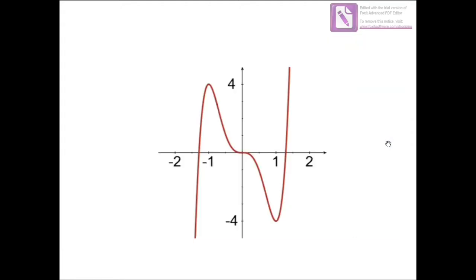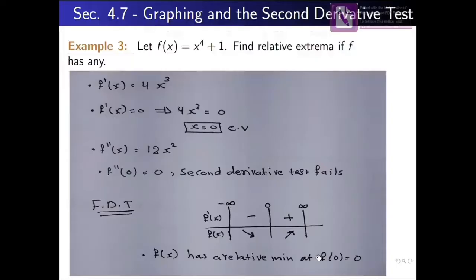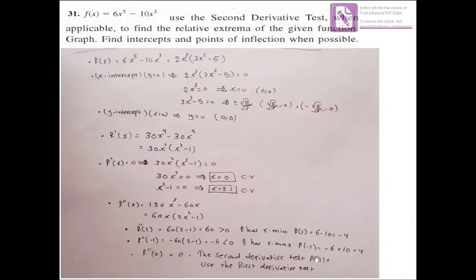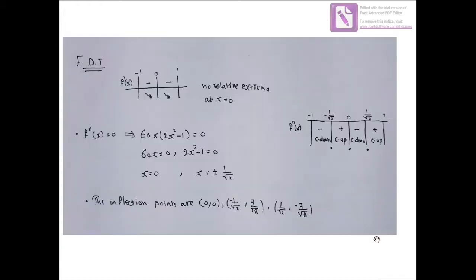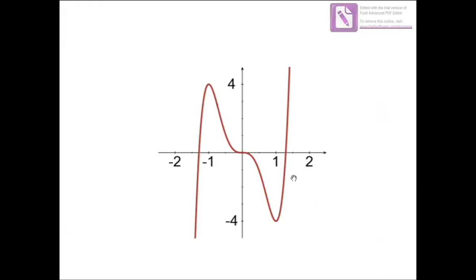So we said here the function at 1 has a relative minimum. From here, we said that at 1 it has a relative minimum. At minus 1 we have a relative maximum. So at 1, minus 4 is the relative minimum, and at minus 1, 4 is the relative maximum.